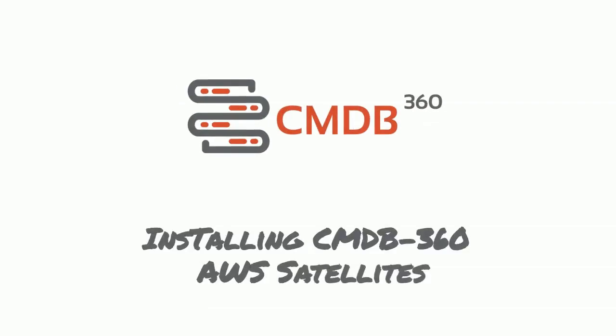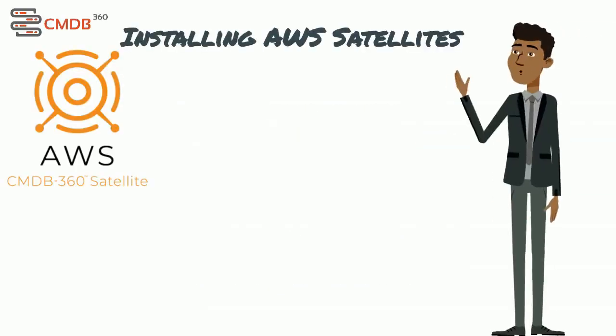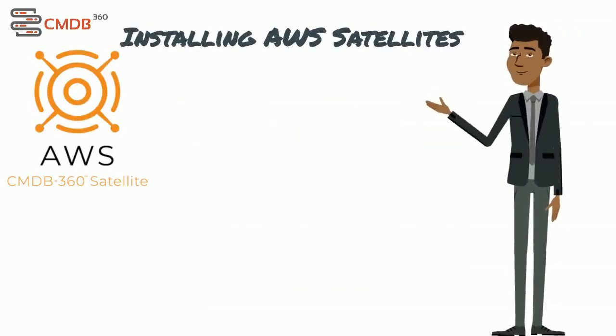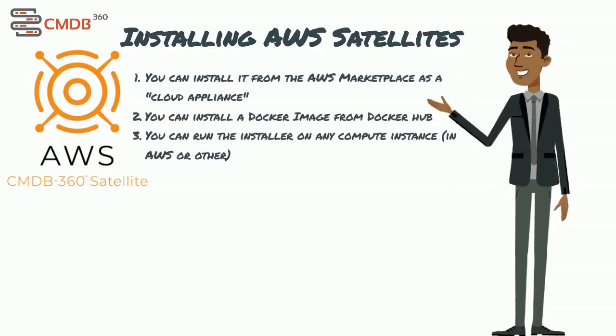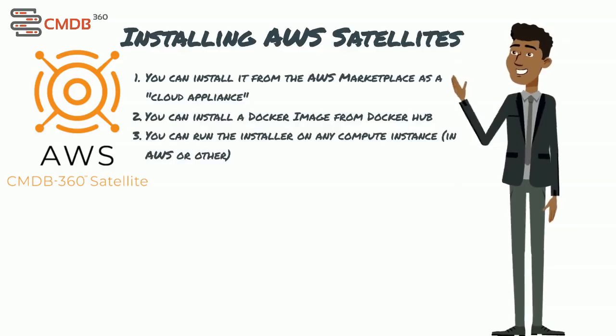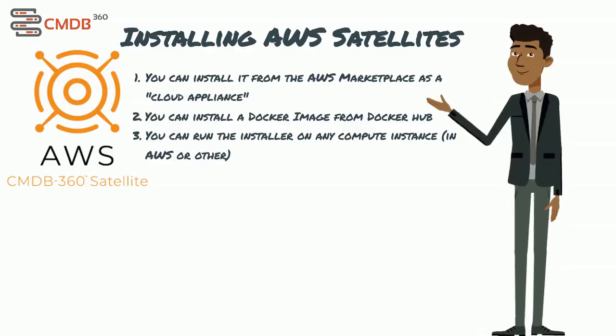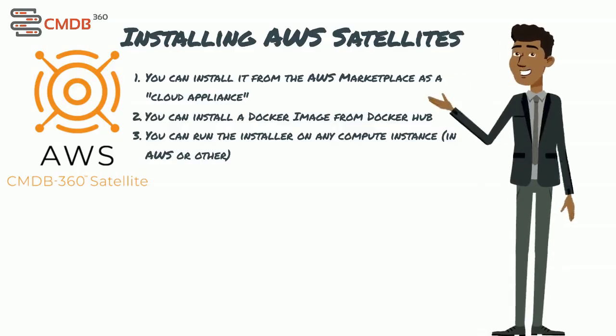This short video explains how to install and deploy the CMDB-360 AWS satellites. There are three ways to install or deploy the CMDB-360 AWS satellites. You can install it from the AWS Marketplace as a cloud appliance. You can install a Docker image from Docker Hub. You can run the installer on any compute instance.